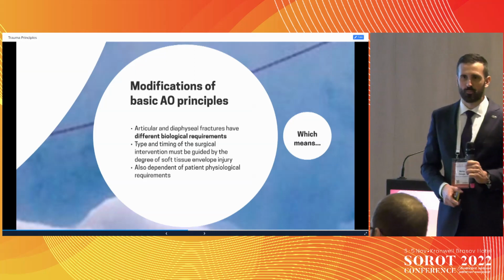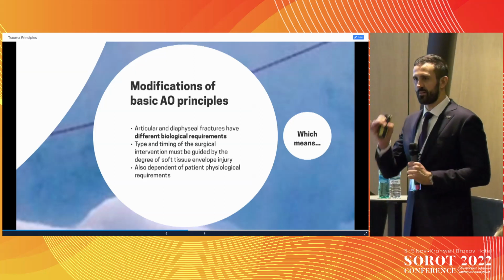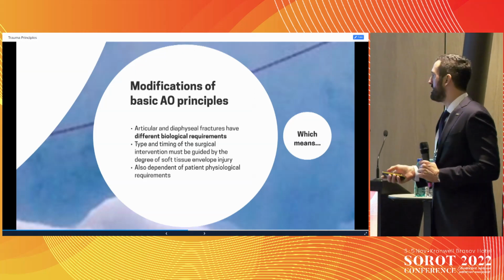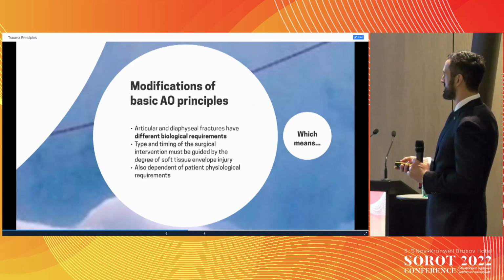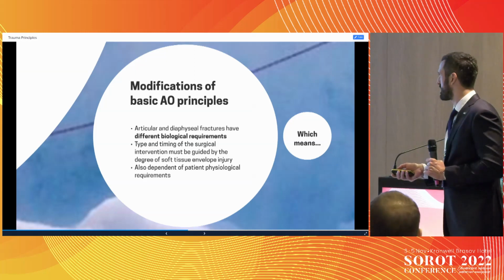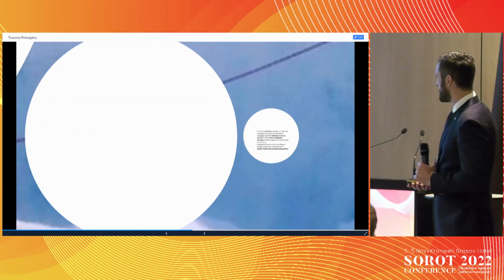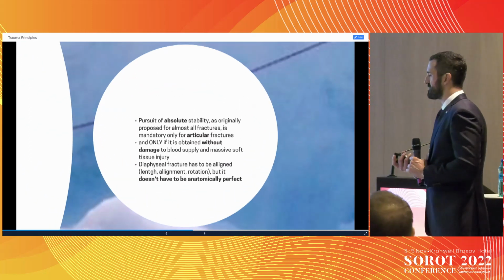Modifications of basic AO principles. Articular and diaphyseal fractures have different biological requirements. So, the type and timing of the surgical intervention must be guided by the degree of soft tissue envelope injury. Also dependent on patient physiological requirements. What does that mean in practice?